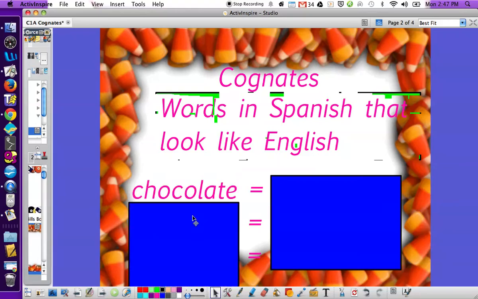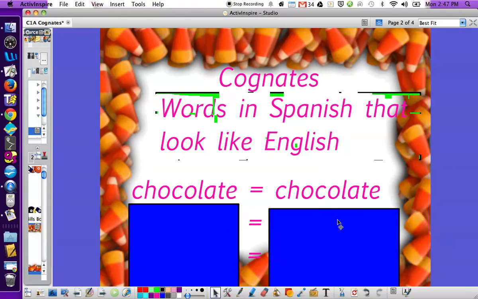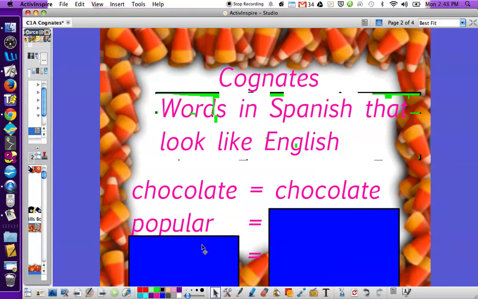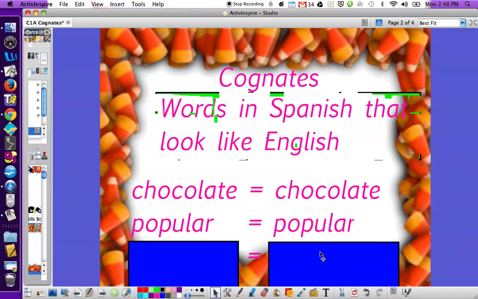Our first cognate is chocolate. I think you can probably figure out what that word means since it's spelled exactly the same as its English counterpart, chocolate, only the pronunciation is different. Another cognate is popular. Popular looks exactly like its cognate, popular, and of course it does mean popular.